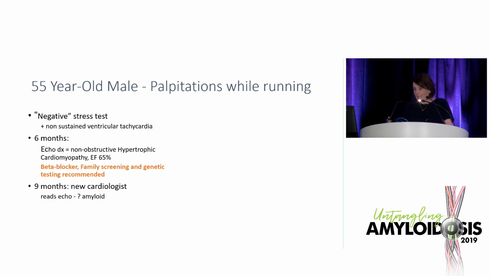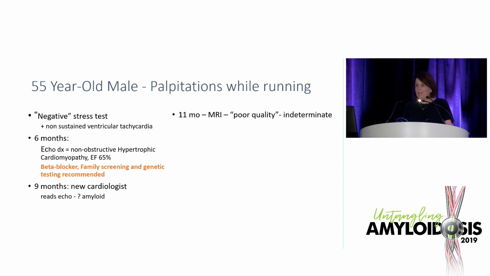So 9 months later, a new cardiologist came to town, took a look at the echo and said, I don't think that's hypertrophic cardiomyopathy. I think you may have amyloid. But for some reason, it took 2 more months to get a cardiac MRI. And that was poor quality and indeterminate for amyloid.